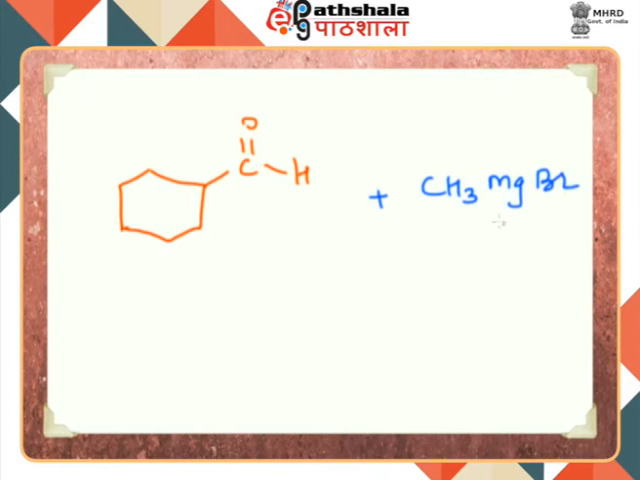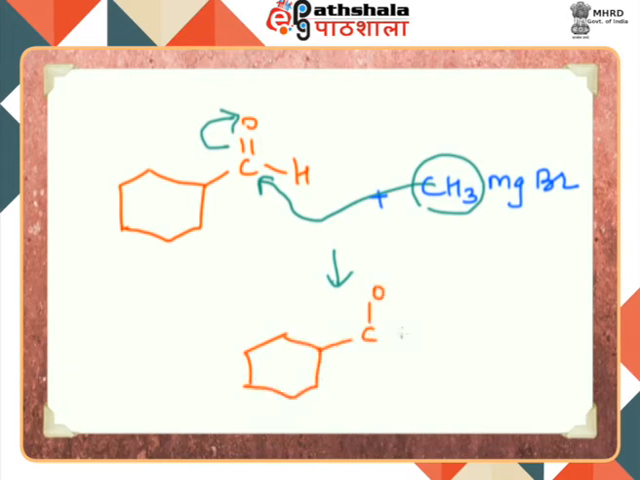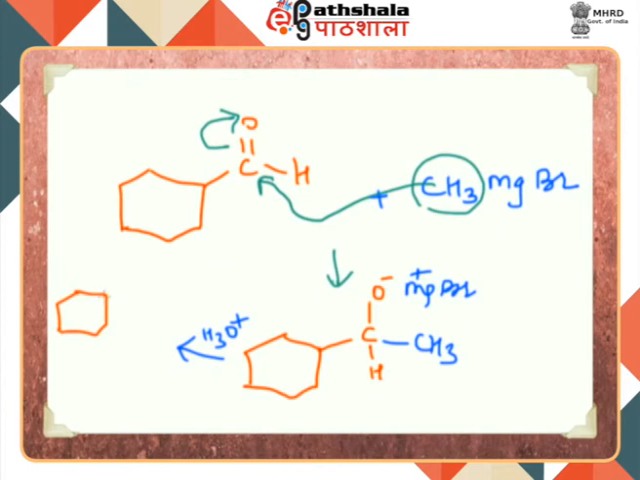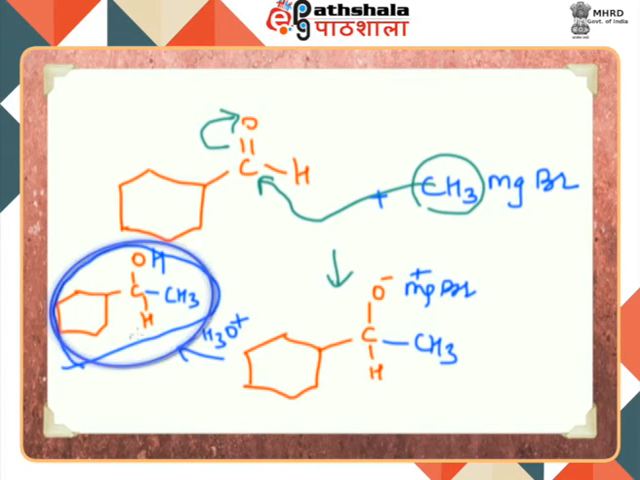So this is an aldehyde and this is a Grignard reagent, and in this Grignard reagent this CH3 will be attacking at this carbonyl carbon, and as a result what we get is a salt, which further on hydrolysis will give rise to the formation of this alcohol. So here again you can see this is an example of the nucleophilic addition where the Grignard reagent has added to an aldehyde or ketone, and subsequently on hydrolysis it is giving an alcohol.